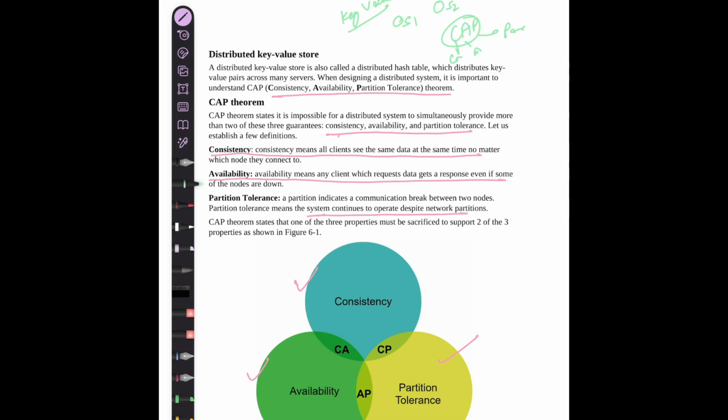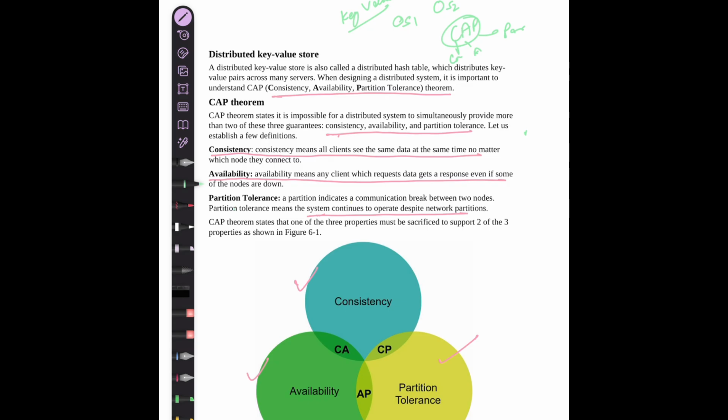What does availability mean? Availability means that at a given time you will be able to get a response. For example, if your data is replicated across n servers, then there would always be at least one server up to give you a response.